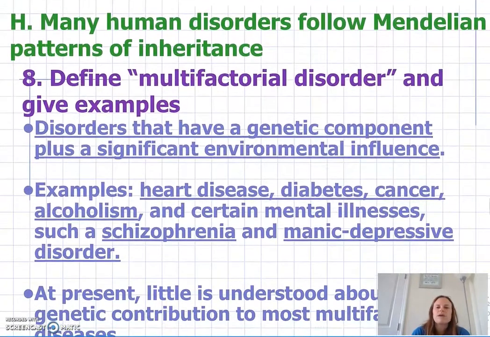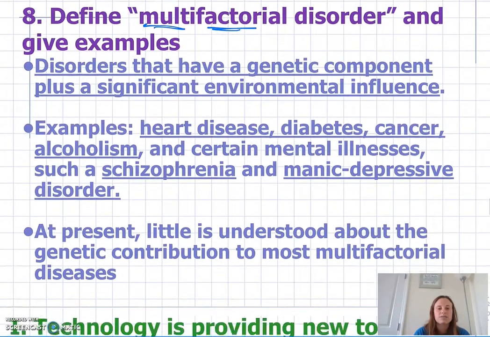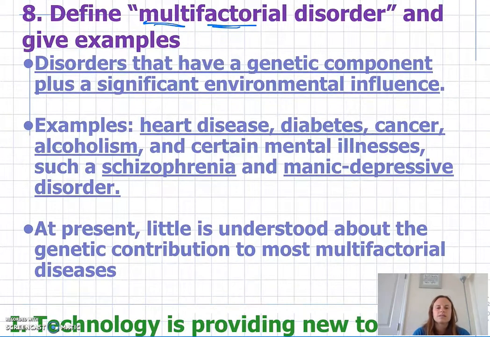There are also disorders that follow Mendelian patterns of inheritance, but there are also environmental factors that play a role. We call these multifactorial disorders, where there are many factors that play a role in the inheritance of that disorder. So for example, heart disease, diabetes, cancer, alcoholism, and some mental illnesses like schizophrenia and manic depressive disorder are influenced not only by your genetics, but by environmental factors, such as your diet and your exercise routine. Do you exercise? Do you not exercise? So those diseases are affected by environmental factors as well as genetic factors.